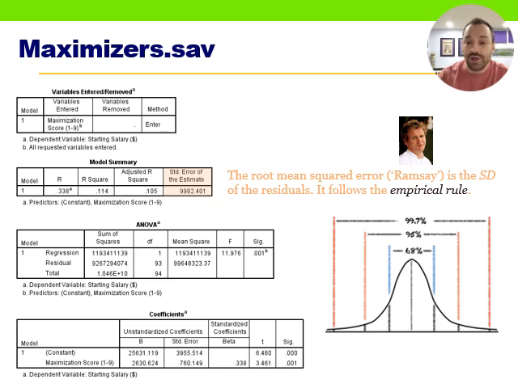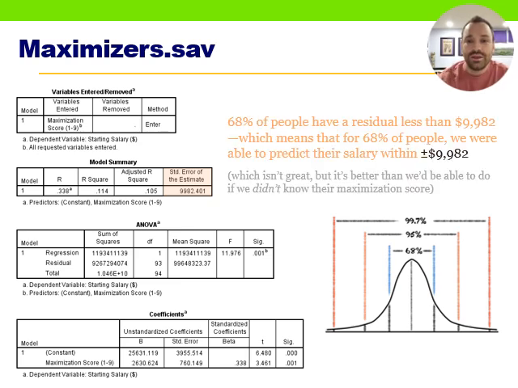Ramsey follows that same rule. So if we know that Ramsey equals $9,982, what that's telling us is that 68% of people have a residual that is smaller than that. Or an even easier way to think about it is 68% of the time, we can predict a person's salary within plus or minus $9,982. Now, that's not great, right? We're basically saying about two-thirds of the time, or for about two-thirds of people, we can predict their salary within plus or minus 10,000-ish dollars.